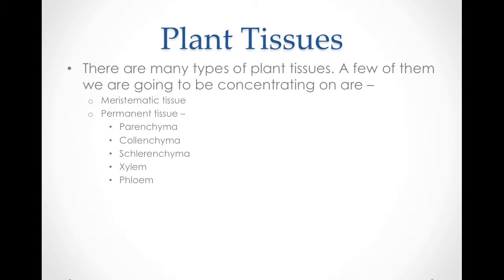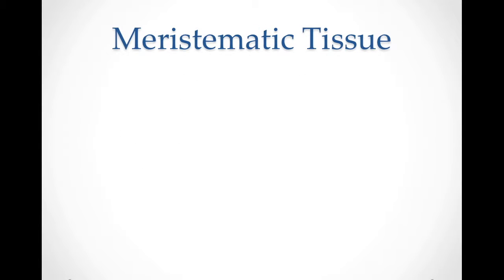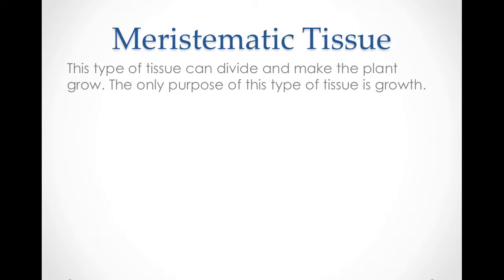So let's talk about plant tissues. Well, there are many types of plant tissues. A few of them we are going to be concentrating on are meristematic tissue, permanent tissue, parenchyma, collenchyma, sclerenchyma, xylem, and phloem. Okay, all these types of tissues are tissues that the plant is made up of. So we're going to be focusing on these tissues one by one. Let's start with meristematic tissue.